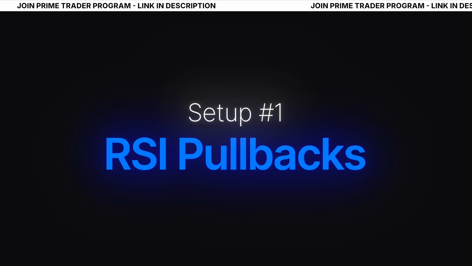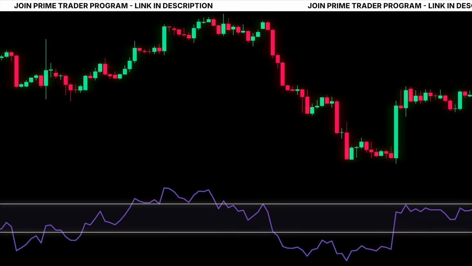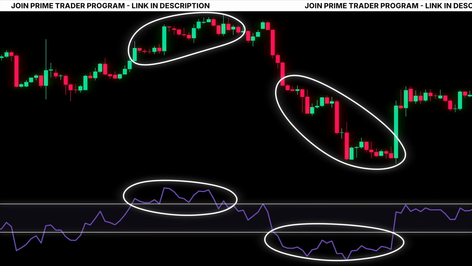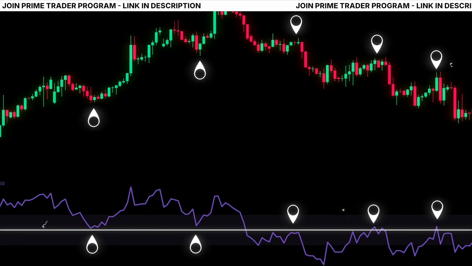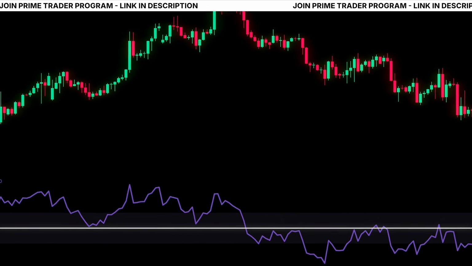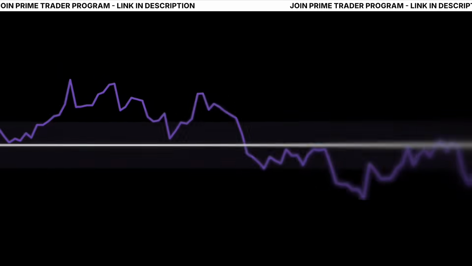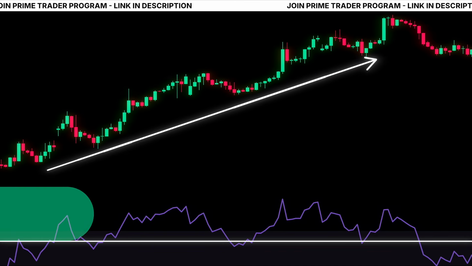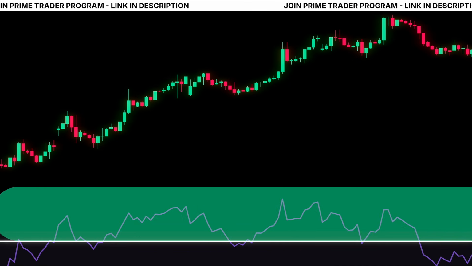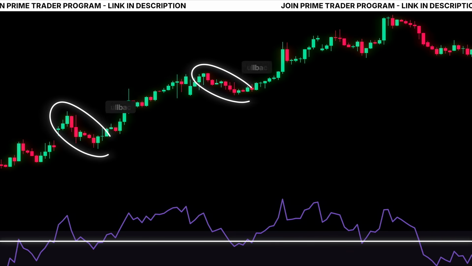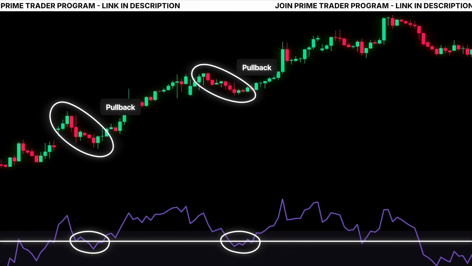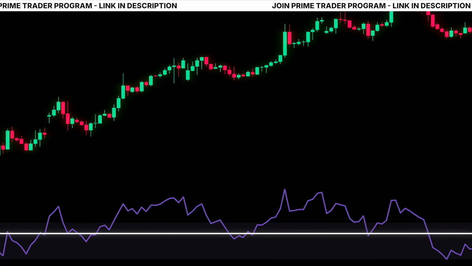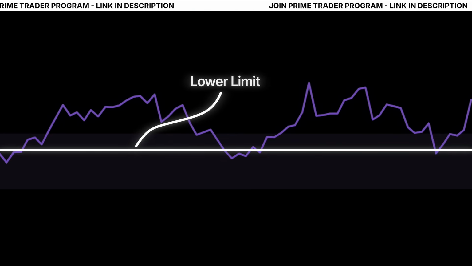Setup number 1, RSI Pullbacks. As we discussed before, the price will not always reverse from these overbought and oversold zones. However, through our testing, we have found an RSI level where the price will actually reverse, and that level is the 50 level. In an uptrend, the price will often stay above the 50 level. Once we identify such a market phase, we wait for the price to pull back. When the pullback happens, the RSI will move below the 50 level for a few candles. The 50 level acts as a lower limit for the uptrend.